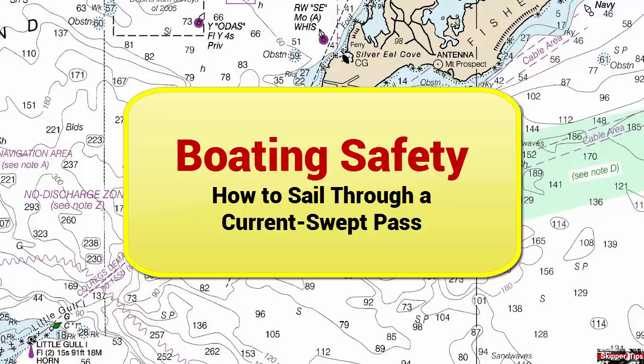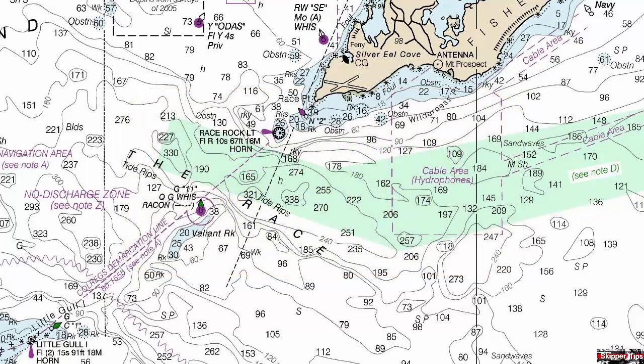Today will be part one of a special two-part series on how to use the slack water period of current to sail through a narrow pass, navigate around a point of land, transit beneath a bridge, or enter or exit an inlet. Here we're looking at the race in New England, and notice the tidal rips between Race Rock Light to starboard and lighted whistle buoy number 11 to port.